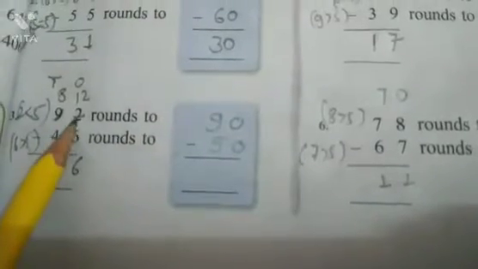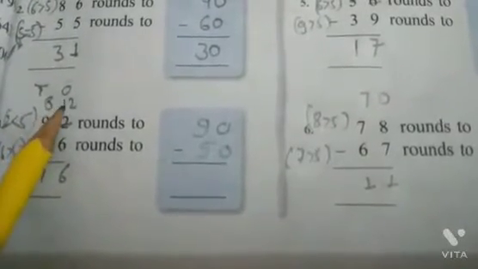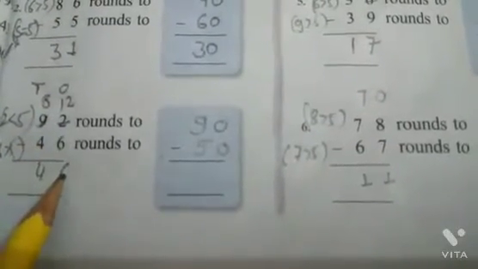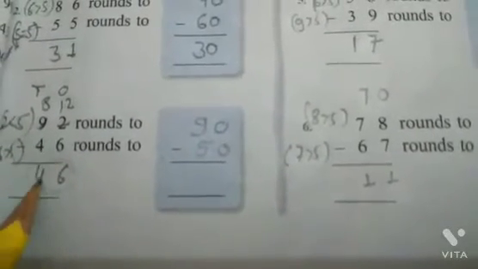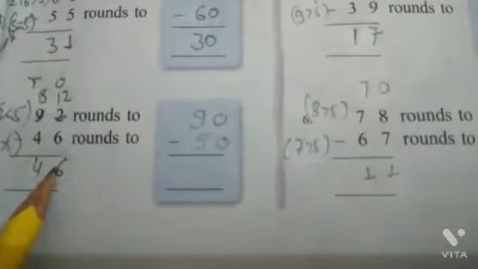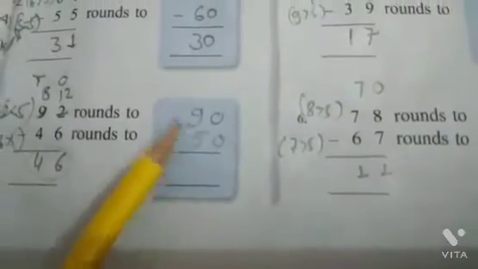Now subtract 6 from 2. You can't subtract, so you have to borrow from 9. 9 will be 8 and 2 will be 12. 12 minus 6 will be 6 and 8 minus 4 will be 4. What will you get? 46. This is exact difference.